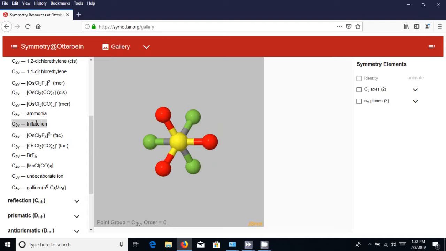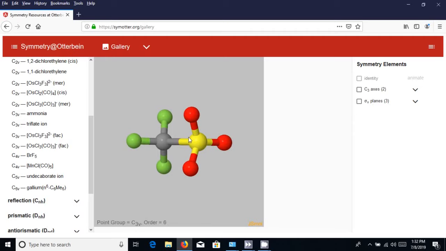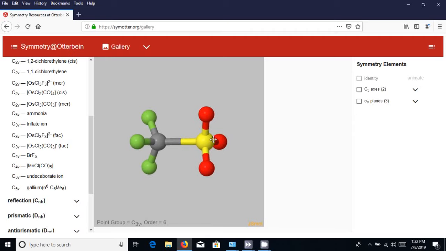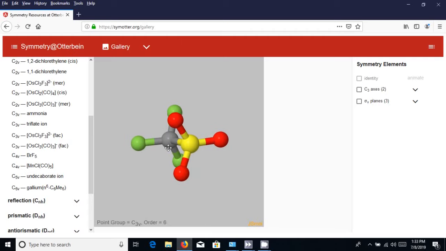Okay. Right, so this example I have taken, this is your triflate ion. You can consider this as the triflate ion, CF3SO3 negative, right? So you can consider this sulfur as yellow, and these are the three oxygens which are attached to this sulfur. And this is the sulfur single bond carbon. This gray is the carbon, and these greens are the fluorines. So this is the triflate ion, and it belongs to the C3V point group.